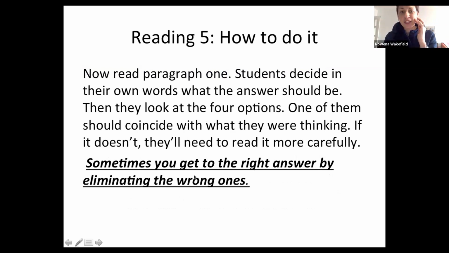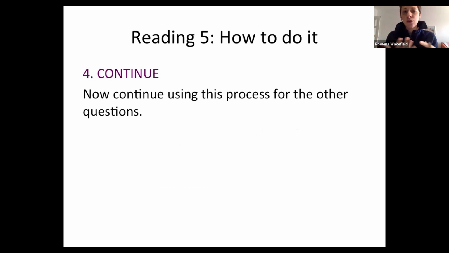Something really important, especially at the higher levels, is that sometimes, as I put there, you get to the right answer by eliminating the wrong ones. I don't think we should underestimate that. I use that technique all the time, because sometimes it doesn't feel to me like the correct answer is obvious, but I know which ones are incorrect. So a great approach is to start by eliminating the ones that they know are incorrect. And then they would continue with this process.